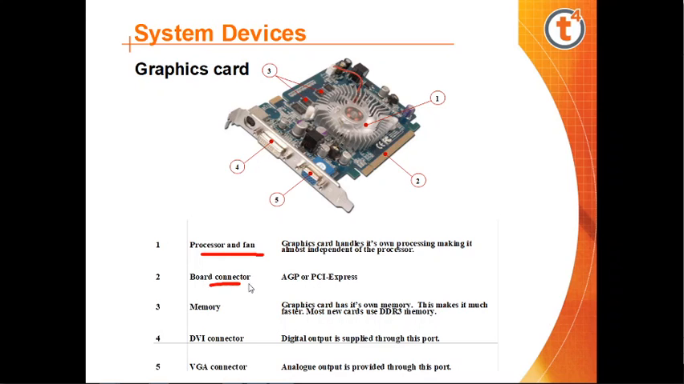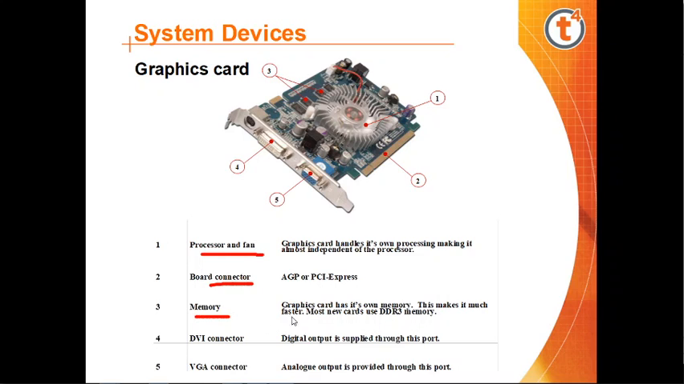Board connector, the second one: here you have the board connector, and the AGP or PCI Express. Here AGP means it was designed as a higher speed point-to-point channel. So we will see this in depth: what AGP means and what PCI Express means. We will see this next.